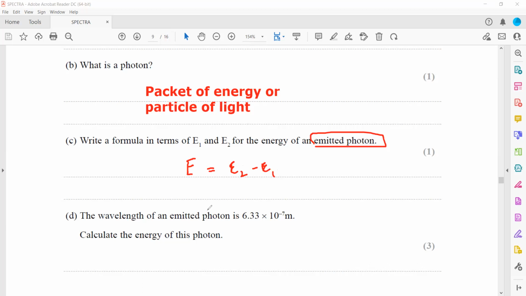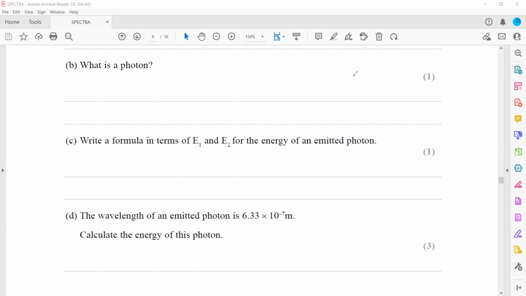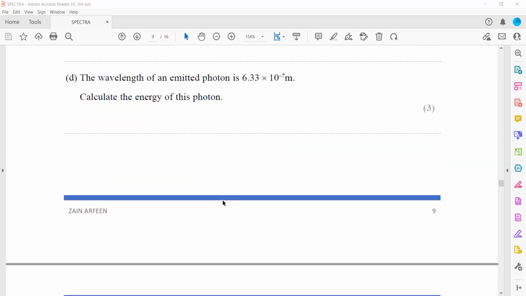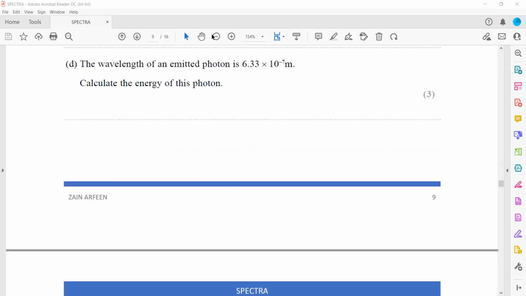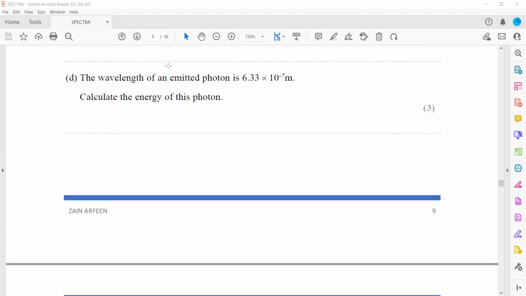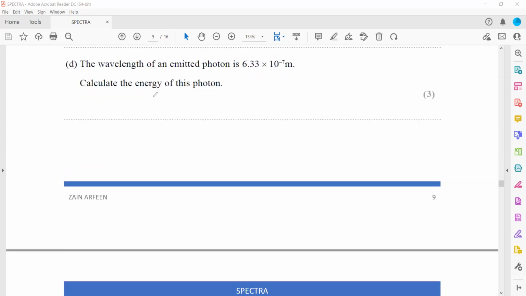Then the wavelength of the emitted photon is 6.33 times 10 to the power minus 7 meters. Calculate the energy of the photon. How can we calculate the energy of this photon? We have the formula E equals hf, or E equals hc over lambda. E equals hf is valid if we know the frequency, but E equals hc over lambda is valid if we know the wavelength, because frequency is speed divided by wavelength.